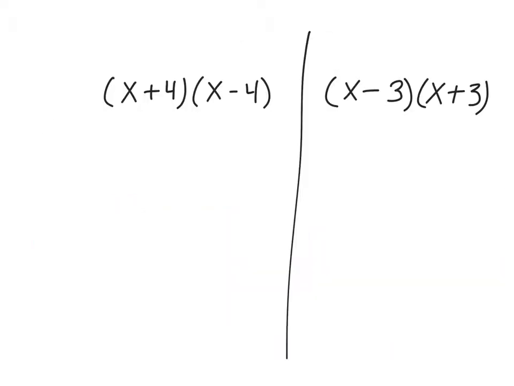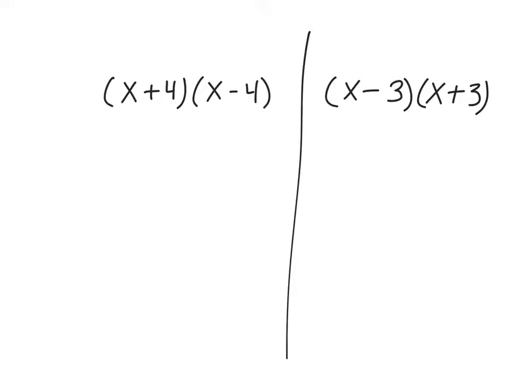So thinking of looking for patterns, let's go ahead and take a look at these. And in this example, one thing I notice is that I have a +4 and a -4. And then in the next example, I have a -3 and a +3. So the last numbers are the same, but their signs are opposite.